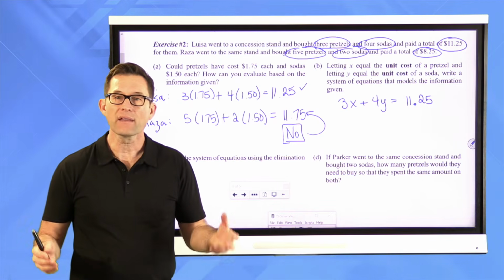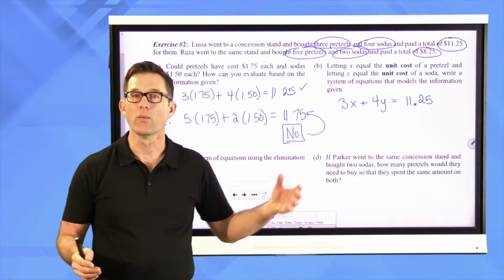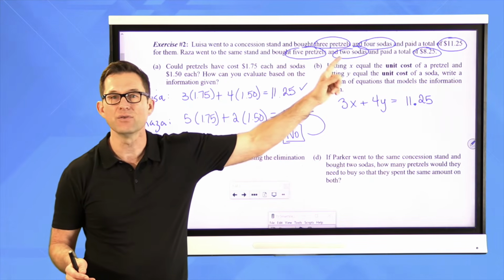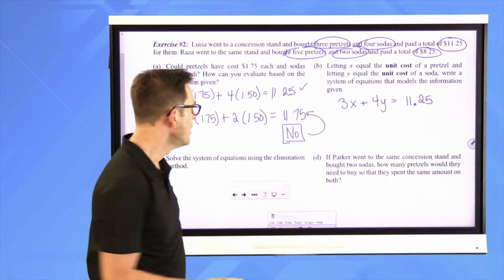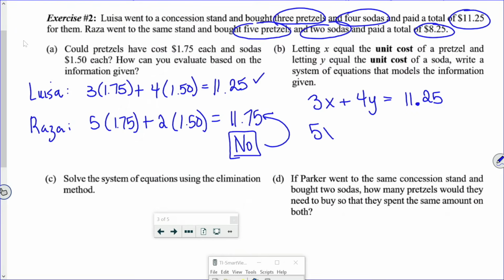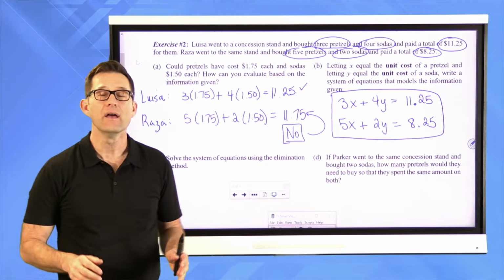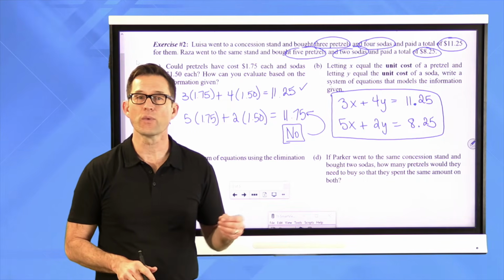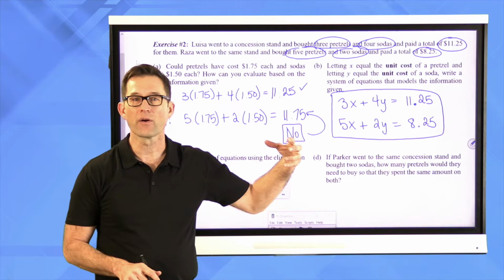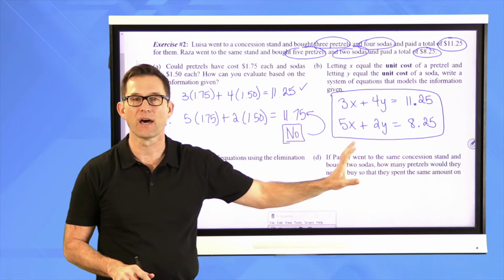Now, we can do exactly the same thing for Raza. In other words, we can say, well, Raza bought 5 pretzels and 2 sodas and paid a total of $8.25. So that would be 5 times the cost of 1 pretzel, my apologies, plus 2 times the cost of 1 soda, and that would be equal to $8.25. And that is our system of equations. Okay, and yet again, just like the previous problem, we've got a situation with 2 equations with 2 variables, and all those variables are on the left side of the equation.